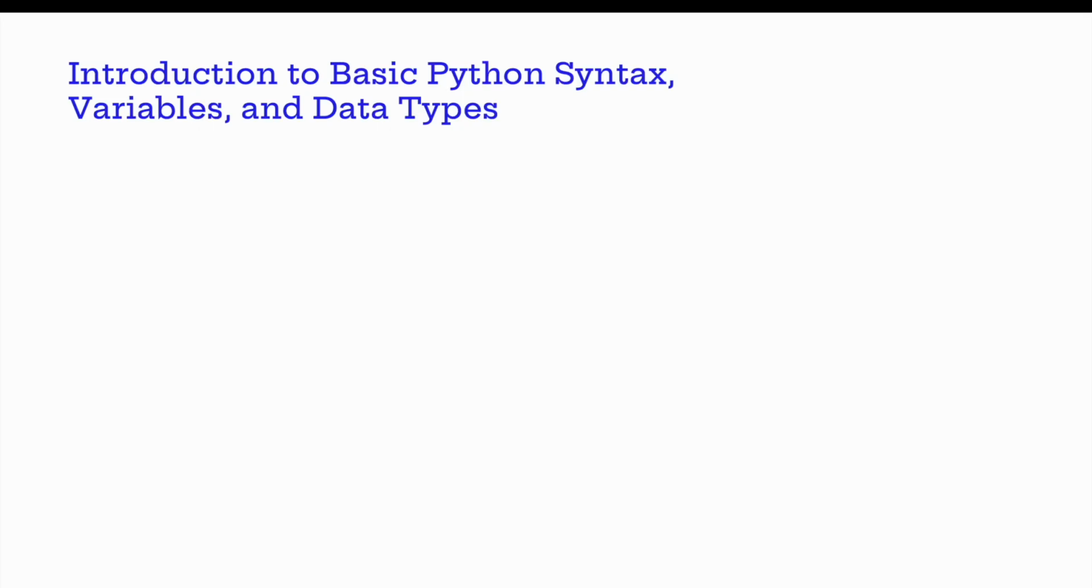Introduction to basic Python syntax, variables, and data types. Here, we will look at some of the basic syntax, like how to use comments, where we will be using a hash or a pound key for single line comments and triple quotes for multi-line comments. We'll be looking at indentation. Python uses indentation to define code blocks, unlike other languages that use braces.